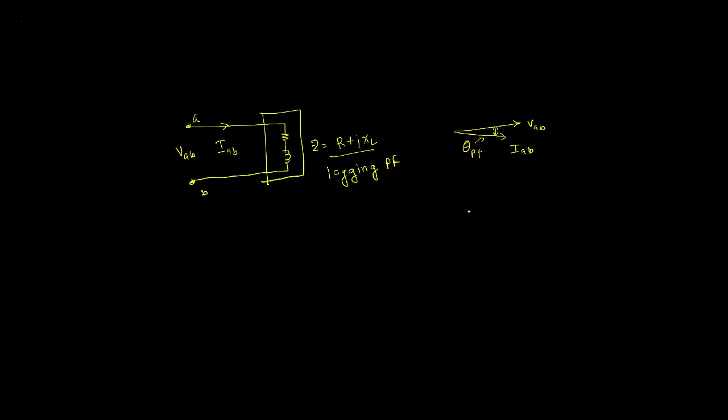If we want to draw the sinusoids, it will be something like this. The sinusoid of VAB will start at 0, but the sinusoid of IAB will not be at 0. If you look there, it will start not at 0 but below 0, and it will follow VAB but with a lagging angle. So this IAB is lagging by the same power factor angle theta.